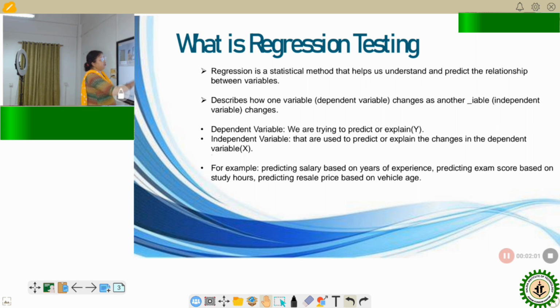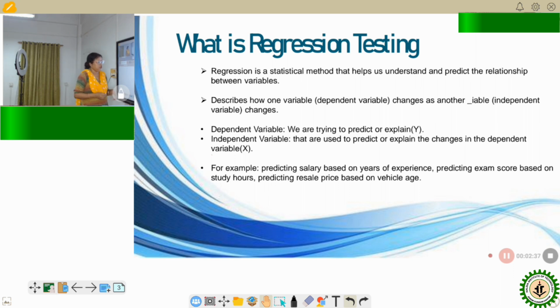Here, two types of variable we use. One is the dependent variable, another is the independent variable. What is a dependent variable? A dependent variable is the one which will be predicted, and the variable on whose basis we predict is the independent variable.